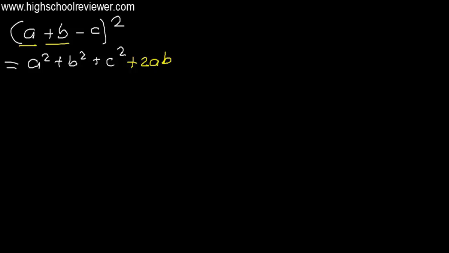Next, multiply by 2 the second and the third term. Positive multiplied by negative, that is negative. 2 multiplied by BC. And then the third, we multiply by 2 the first and the third term. Positive multiplied by negative, that is negative, 2a multiplied by c. And this is the answer for the quantity of a plus b minus c raised to the power of 2. Another example.